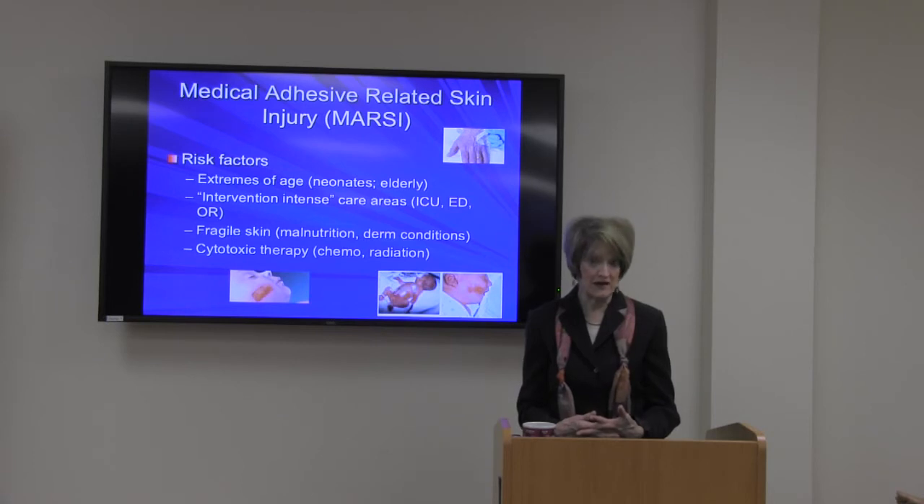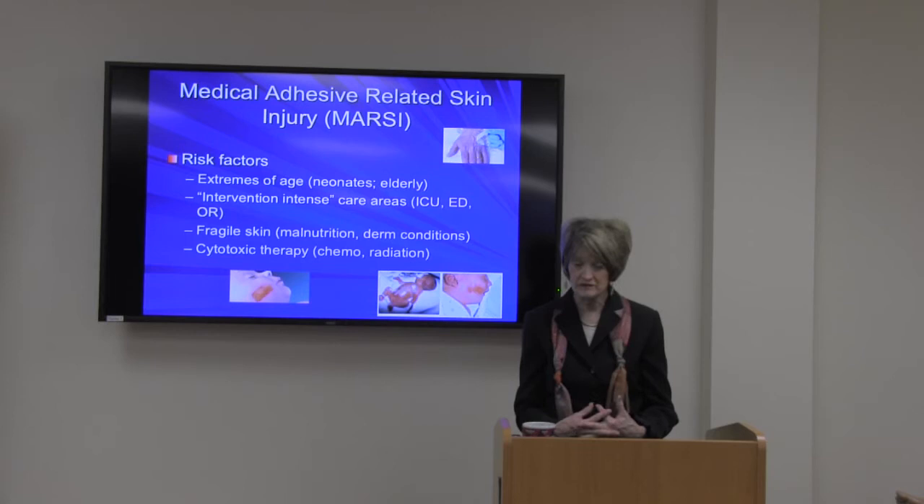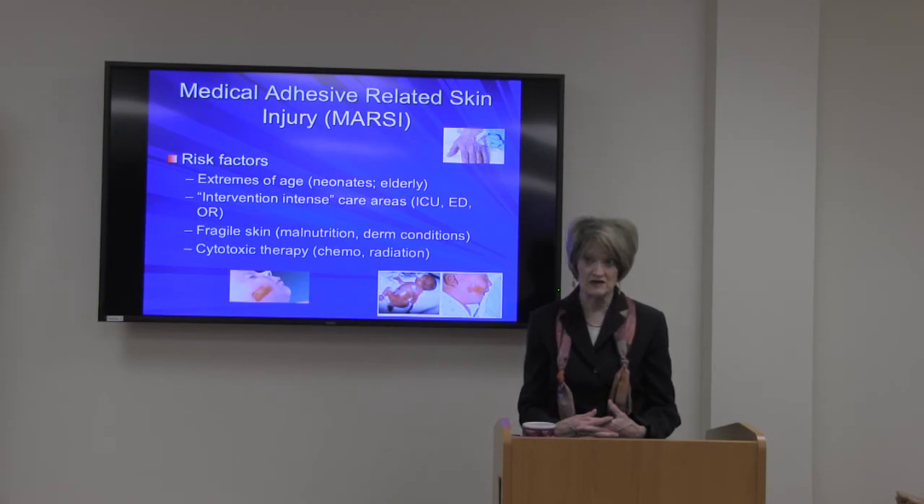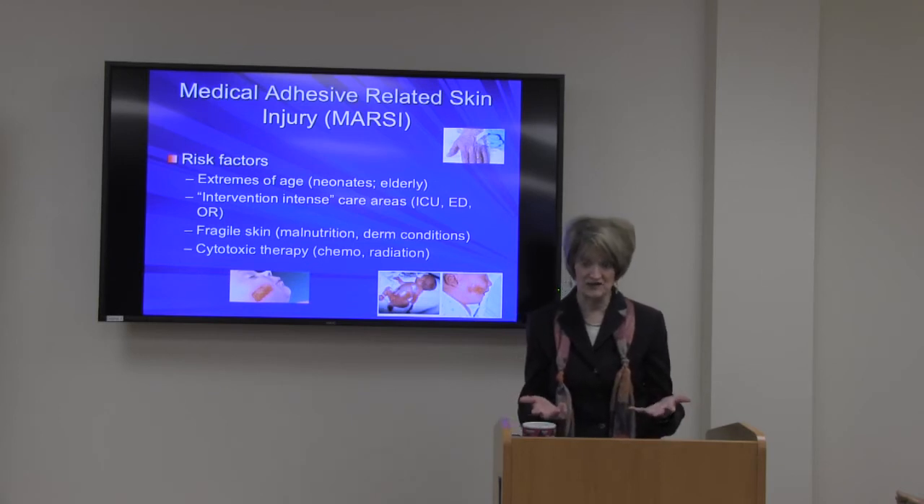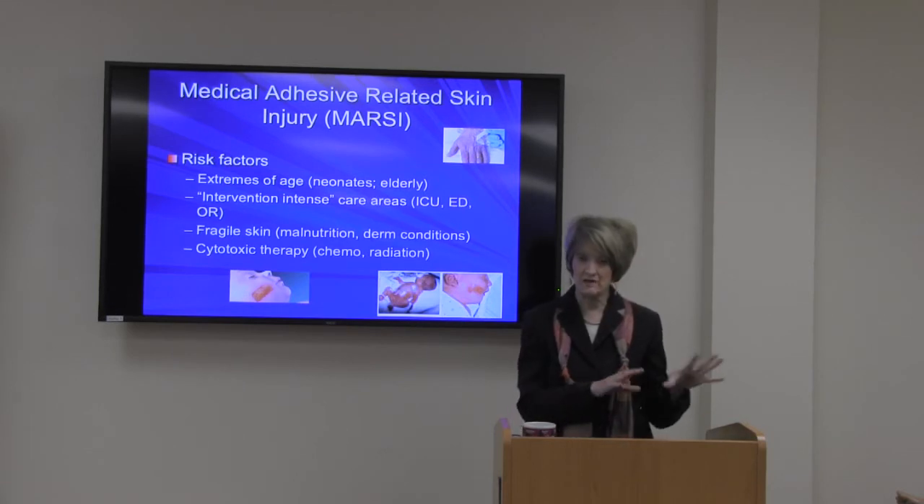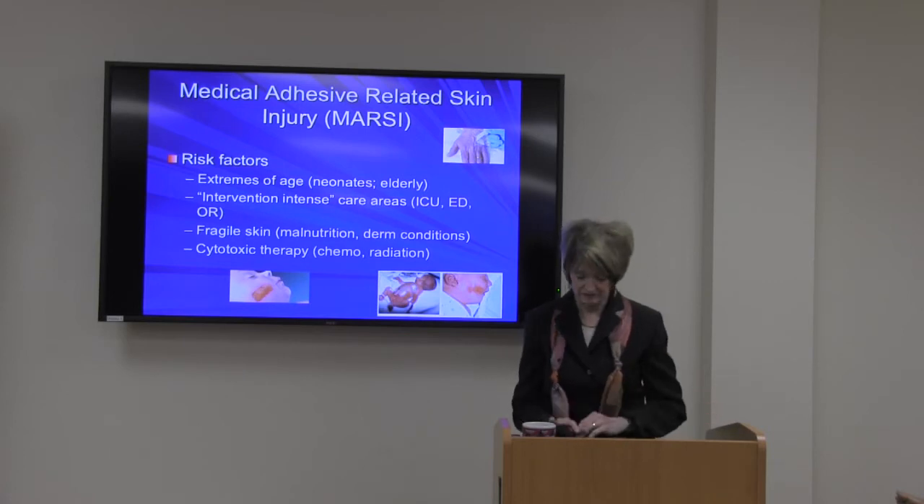Anyone who at baseline has fragile skin, so you're a malnourished patient, you're a patient with an underlying dermatologic condition, you're a patient who is on steroids, all of those patients are higher risk. And patients who are getting chemo or radiation, for obvious reasons, chemo and radiation both interfere with the reproduction of skin cells and make the skin much thinner and much more vulnerable at baseline.